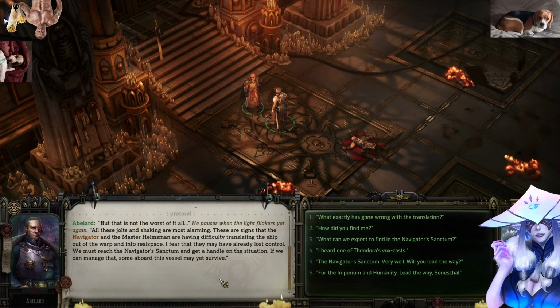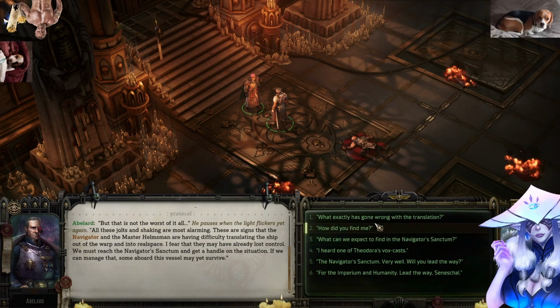Cool. But that is not the worst of it all. All these jolts and shaking are most alarming. These are signs that the navigator and the master helmsman are having difficulty translating the ship out of the warp and into real space. I fear that they may have already lost control. We must reach the navigator's sanctum and get a handle on the situation. If we can manage that, some aboard this vessel may yet survive.